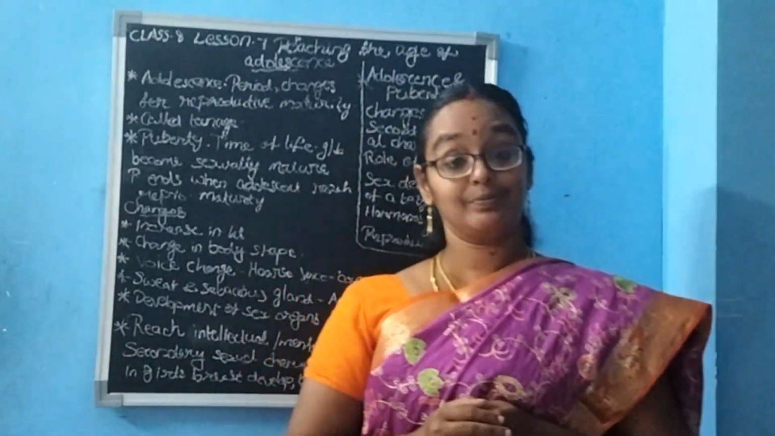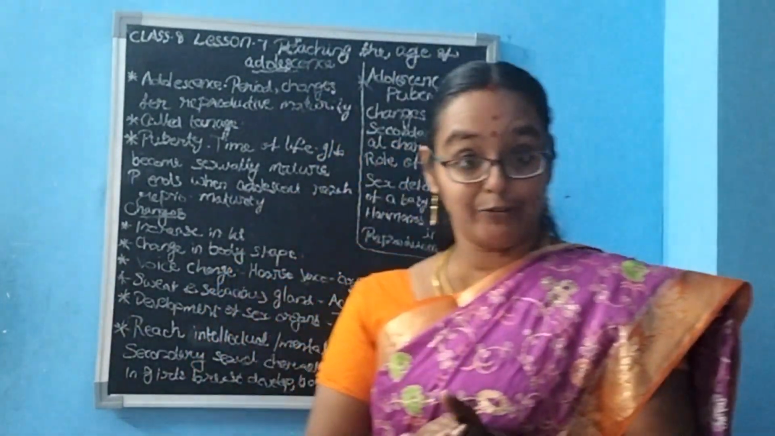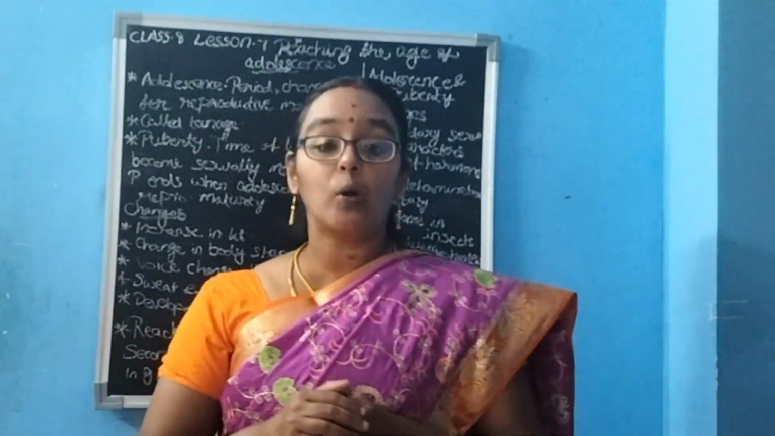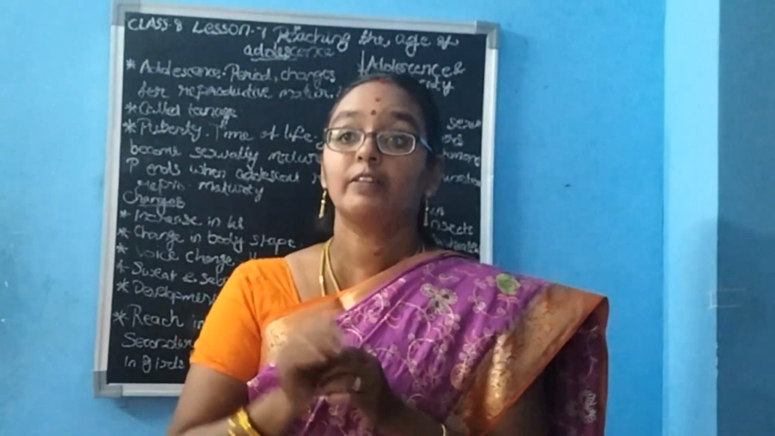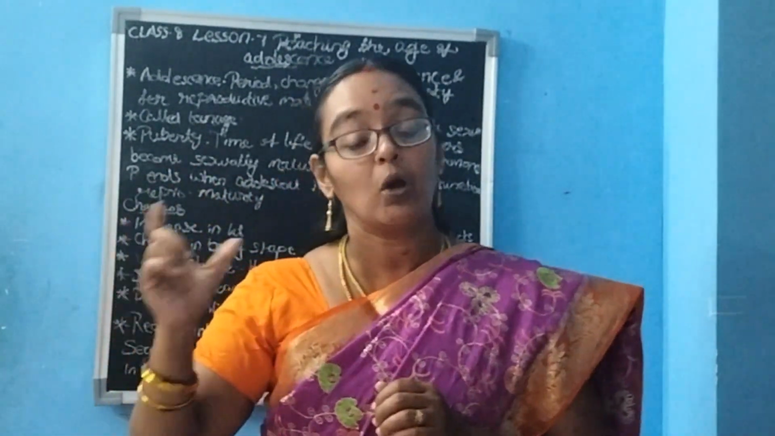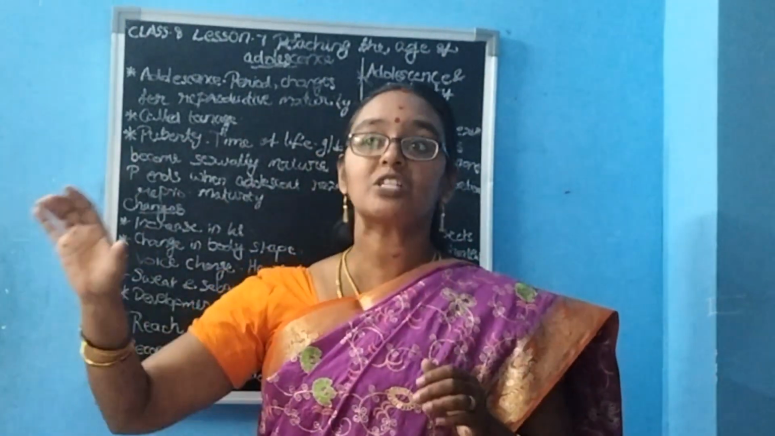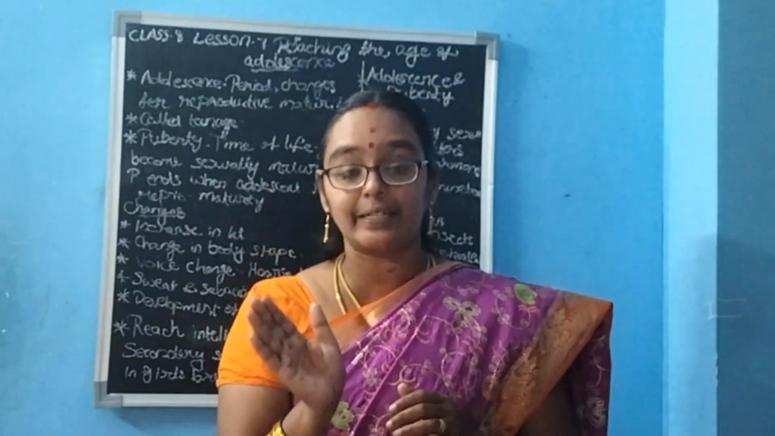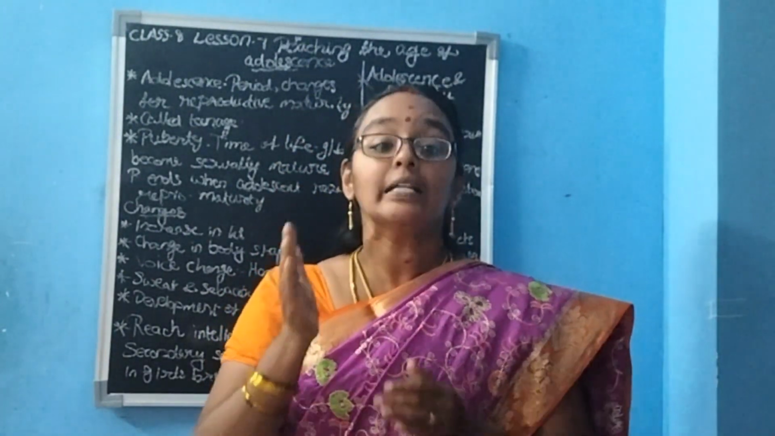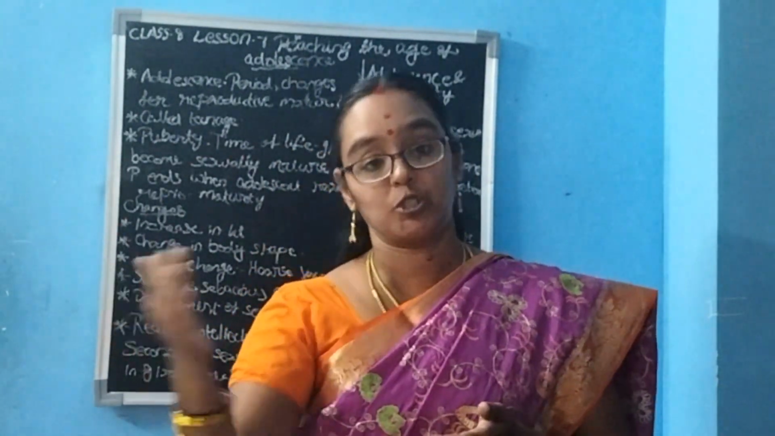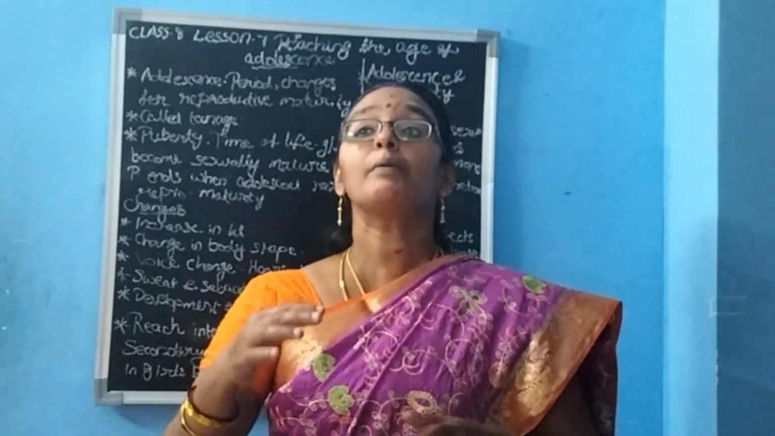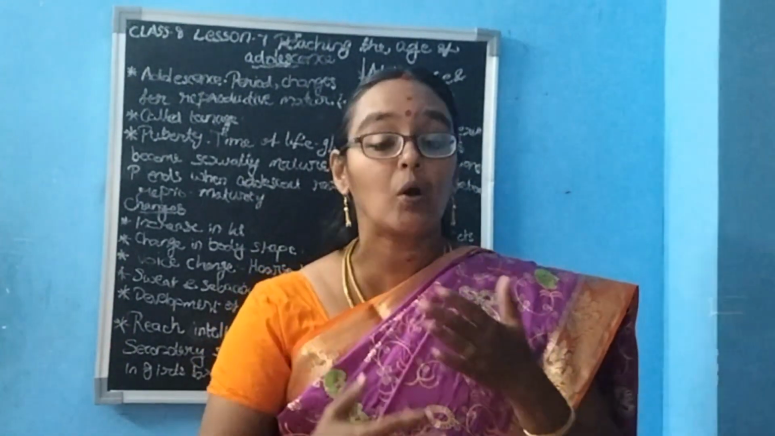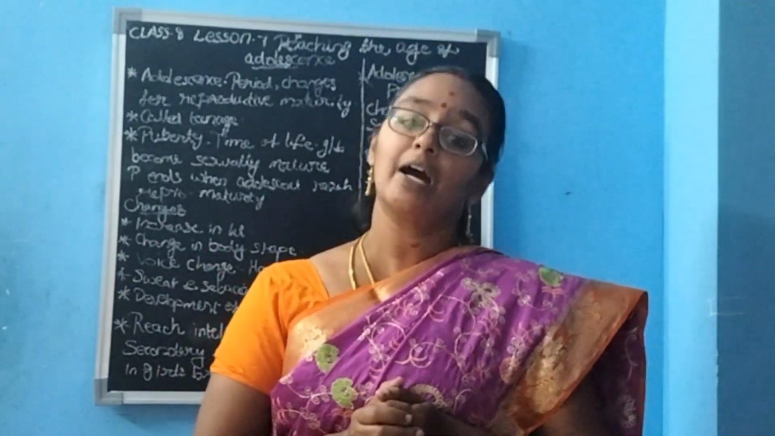What is this puberty? It is the time of life in which the girl or boy becomes reproductively matured. Reproductive maturity will occur only when puberty comes. In the adolescent stage, puberty is a certain stage. When puberty is attained, the girl or boy will be reproductively mature. Adolescence includes this reproductive maturity. Along with that, some secondary sexual characters will appear. There will be change in the body. All this will be formed during this adolescence.